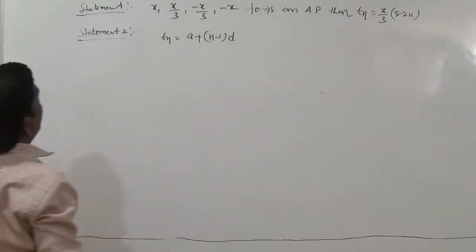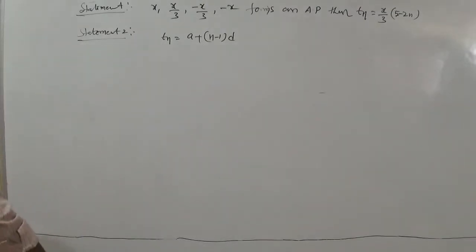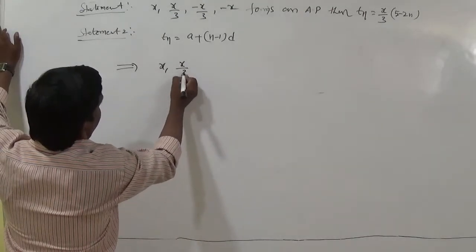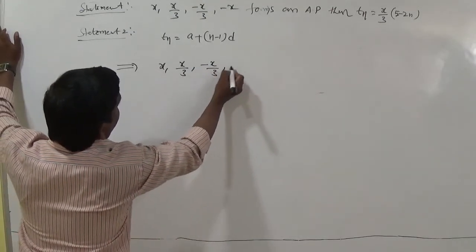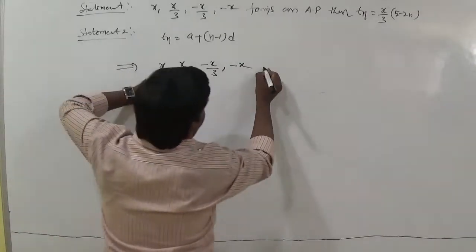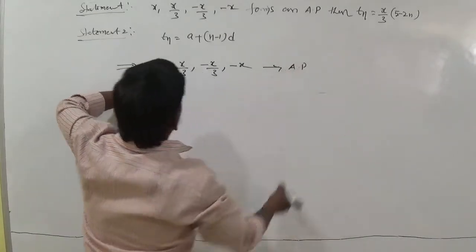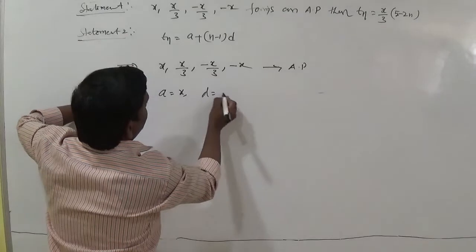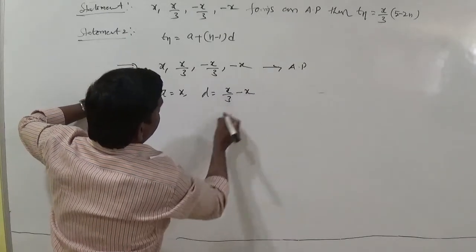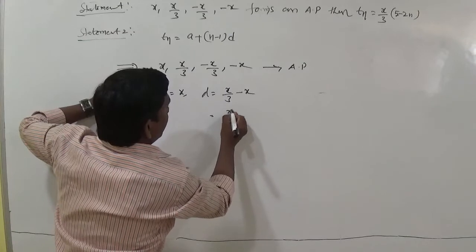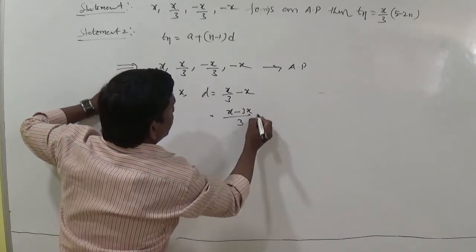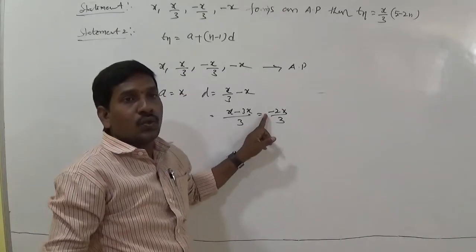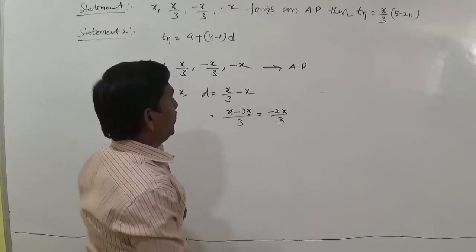So we have to verify two statements and take the first statement, x, x by 3, minus x by 3 and minus x. They are in AP. Here a equal to x, the first term is x, the common difference d equal to x by 3 minus x, that means x minus 3x by 3, that means minus 2x by 3. What is the d value? Minus 2x by 3.